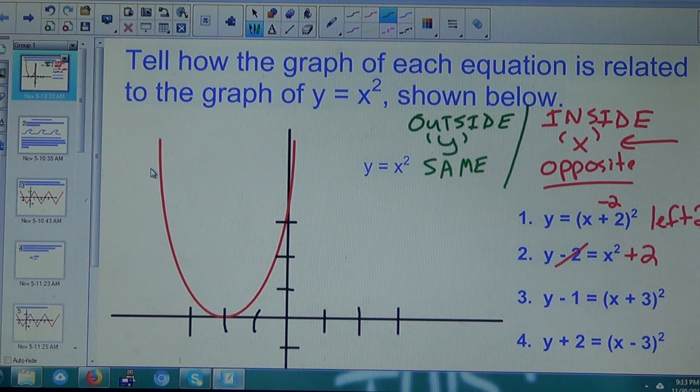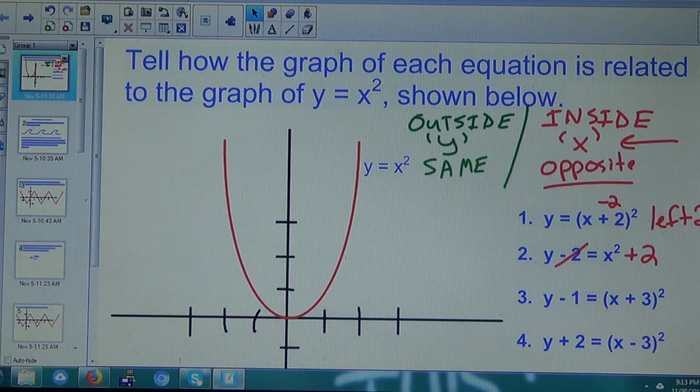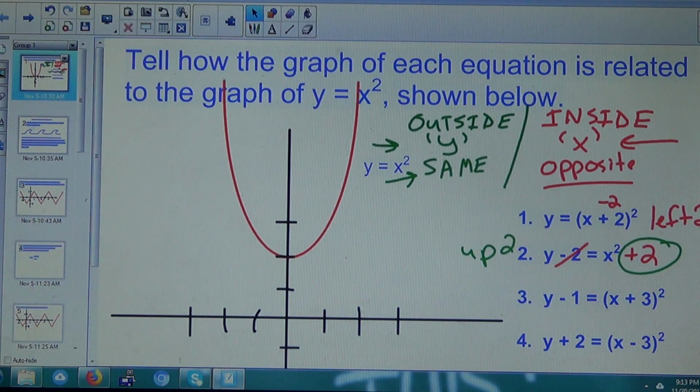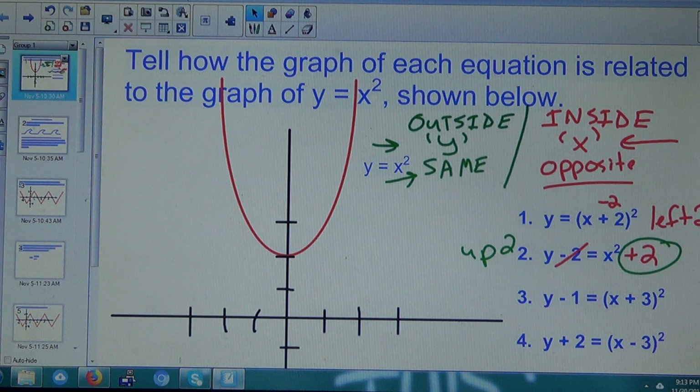Up and down, right? So let's put my parabola back to normal here. If this 2 is on the outside, we're going to change my y values and we do exactly what it says. Since it says plus 2, we're going to go up 2 units. Plus 2 on the outside, same operation. Alright, I want you on your paper to try number 3 now.